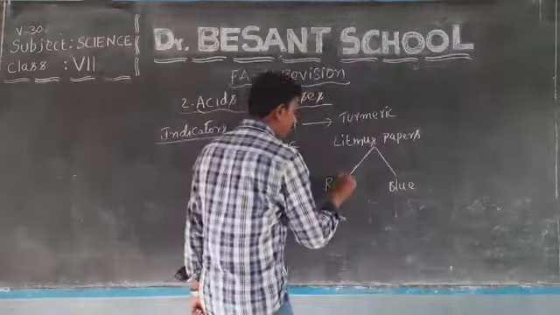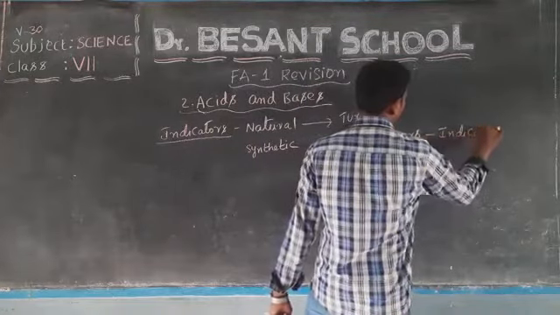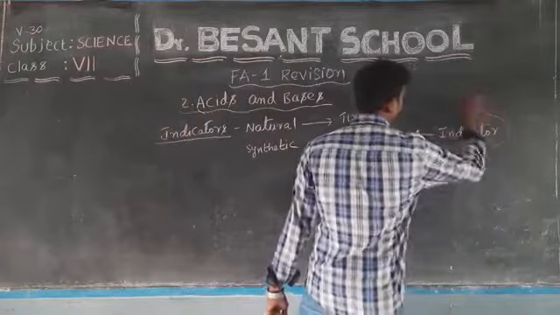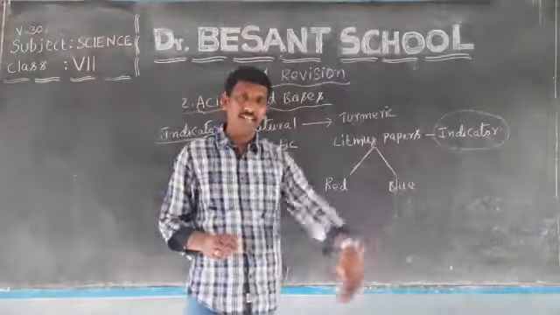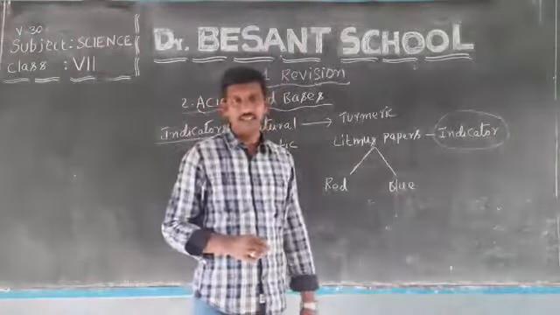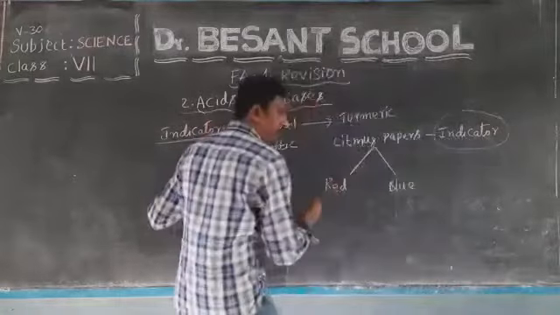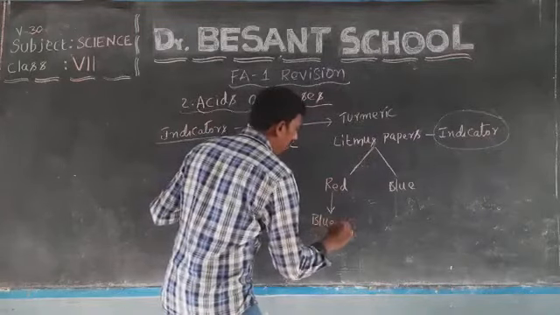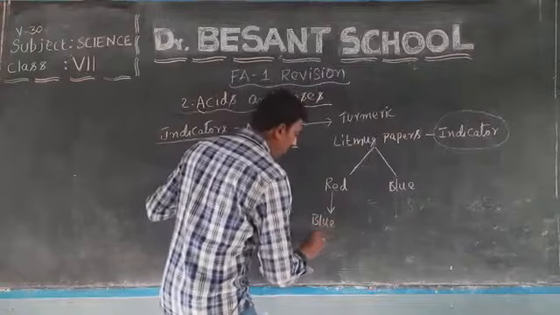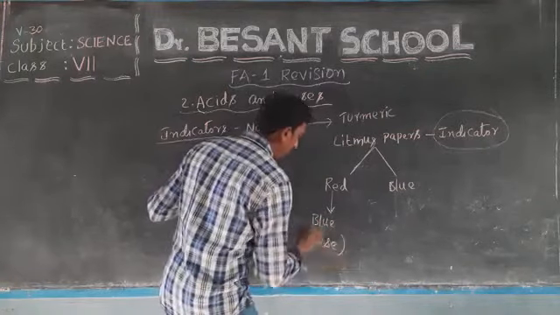And these papers act as very good laboratory indicators. One can describe whether a substance is an acid or a base based on these two indicators. So we have collected some substances, and if a red litmus paper changes to blue, we can say the nature of the substance is base.